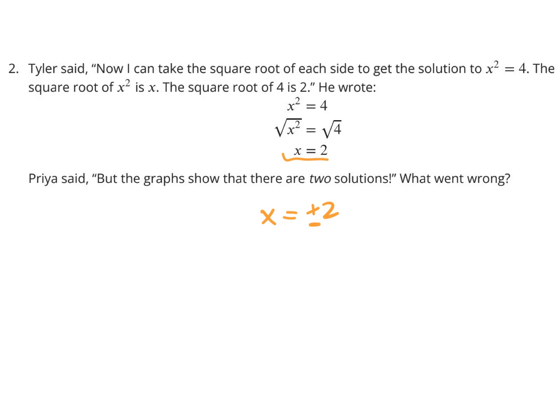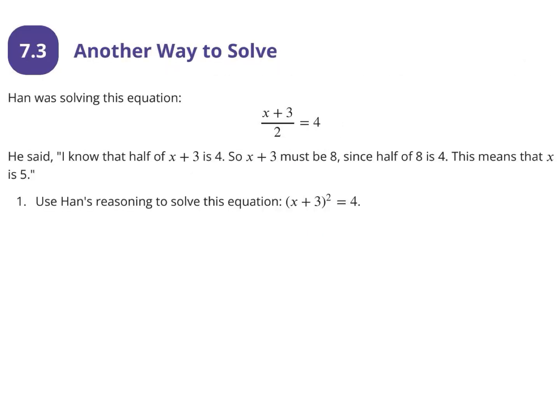Okay, Ham was solving an equation. He said, I know that half of x plus 3 is 4, so x plus 3 must be 8. Since 8 is half of 4, this means that x is 5, which is correct. Use Ham's reasoning to solve the equation (x plus 3) quantity squared equals 4.